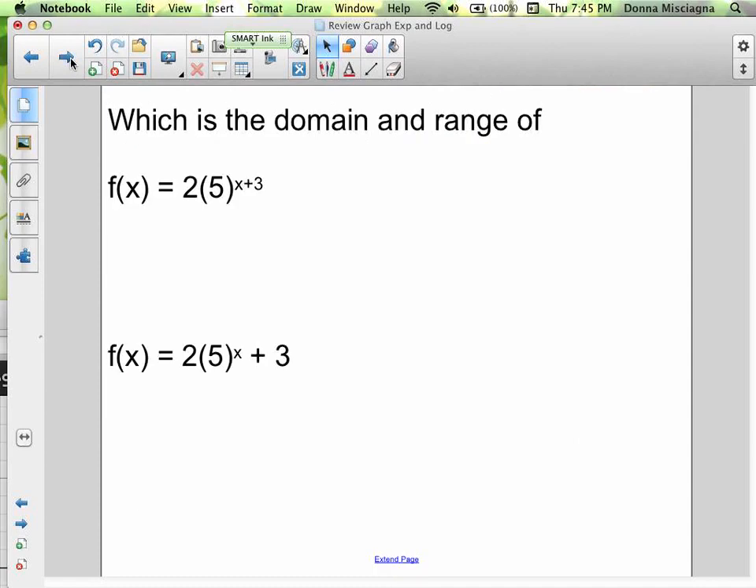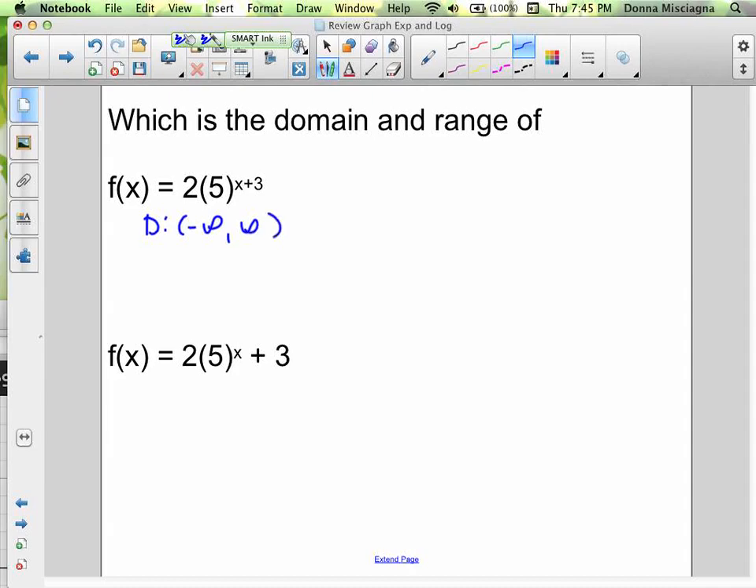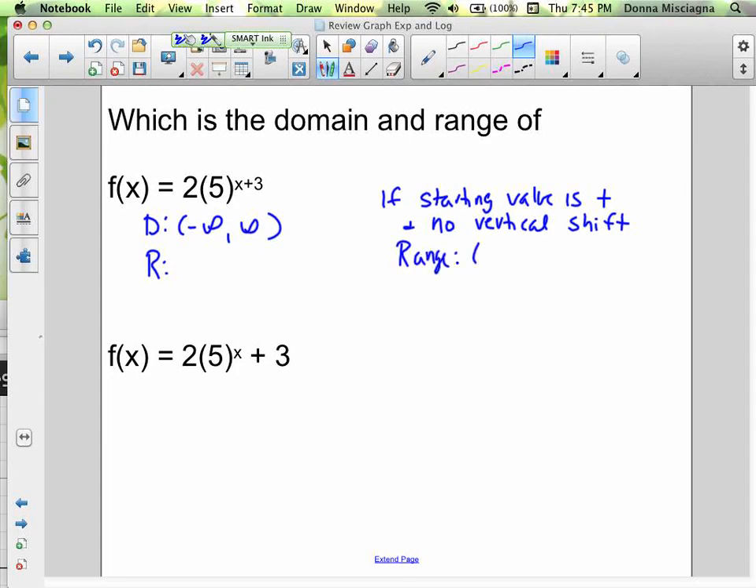All right, we got 2 quick problems. What is the domain and range of f of x equals 2 times 5 to the x plus 3? Well, the domain of all exponential functions is negative infinity to infinity, so that's easy. The range: if the starting value is positive and there is no vertical shift, the range is 0 to infinity.